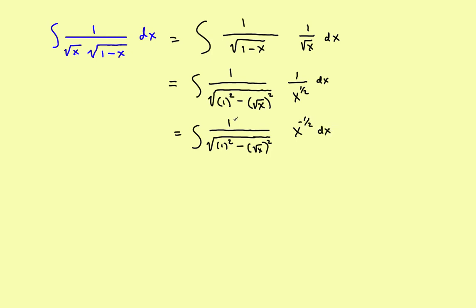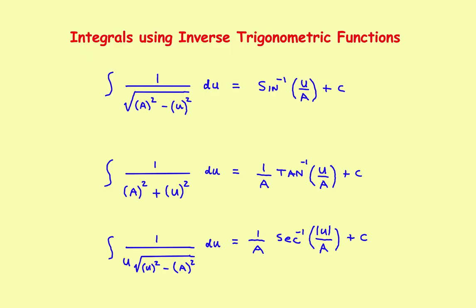Now what this does, this sets it up in the form that you need. You need a 1 over the square root of 1 squared minus the square root of x squared. And if you look at your list of rules, that's going to agree with this one up here. So 1 over the square root of something squared minus something squared. So this is going to wind up turning into an inverse sine.